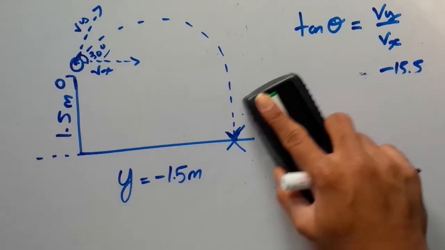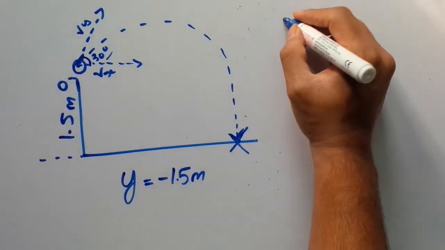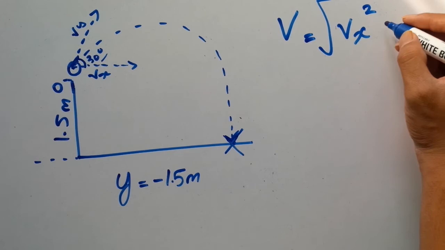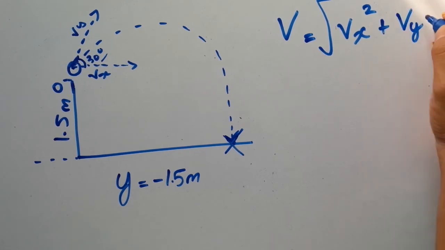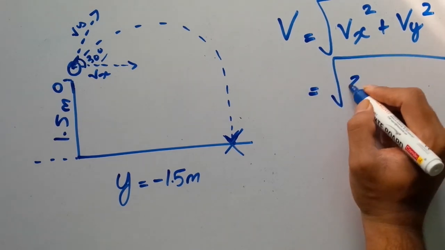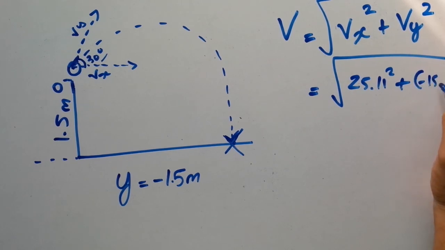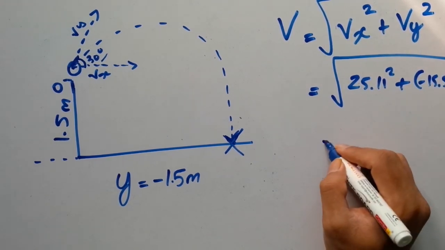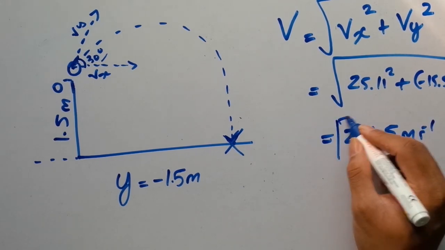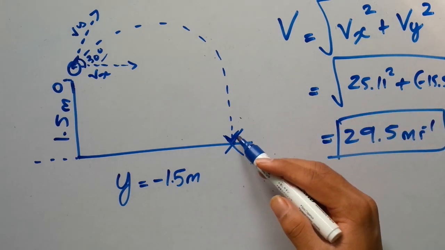Now for the speed at that point, it is given by v is equal to under root velocity of x component whole square plus velocity of y component whole square. That would give you 25.11 whole square plus minus 15.5 whole square, which is 29.5 meters per second. This is the speed of the ball before it touches the ground.